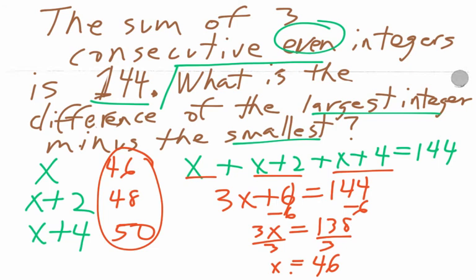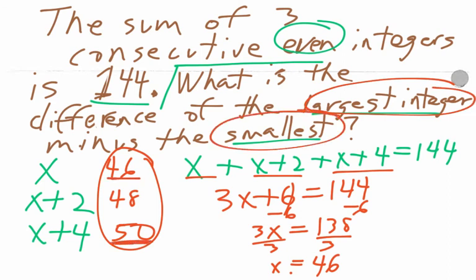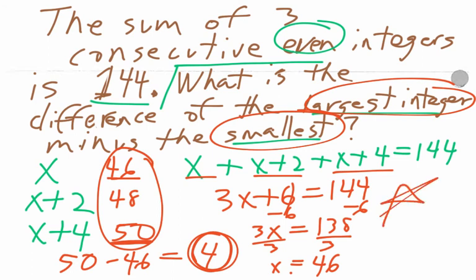So now we can answer the last part of that question. What is the difference of the largest integer minus the smallest? It's actually easy now, right? Here's the largest, here's the smallest. So 50 minus 46 is 4. That's actually our final answer. So you can see after all that, the meat was in solving this, writing the equation and solving it. But once we got all that and figured out what our three integers were, answering that last question was pretty easy.